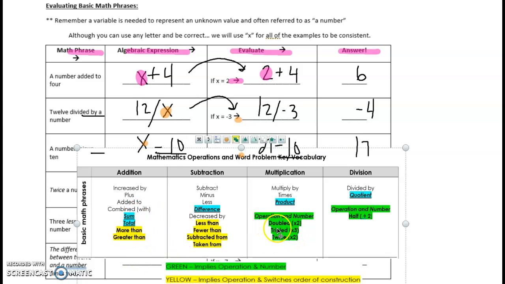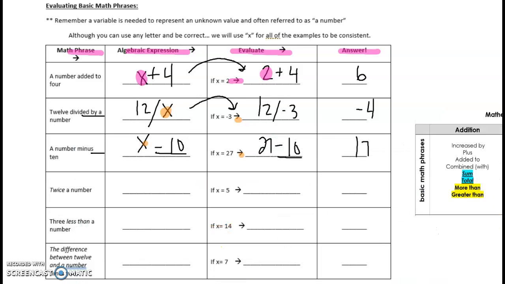So you remember, green implies operation and numbers. If you see words like double, triple, twice, or half, it tells you the operation and it tells you by what number. Yellow, if you remember, switches the order, meaning that you have to flip what number you write down first and what number comes second. And then last, we looked at blue wording there: sum, total, difference, product, and quotient. Those are the words that we need to make sure go in parentheses when we're writing the expression. So be careful of those.